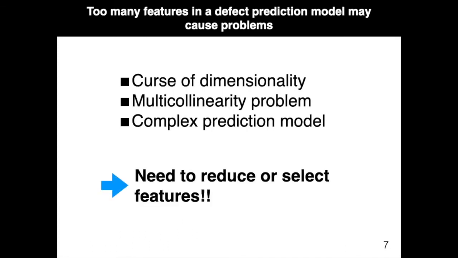This is because if we use all features, we would have problems such as the curse of dimensionality. Hence, we need to reduce the number of features. So we study the impact of feature reduction techniques on defect prediction. This is the background of our research.